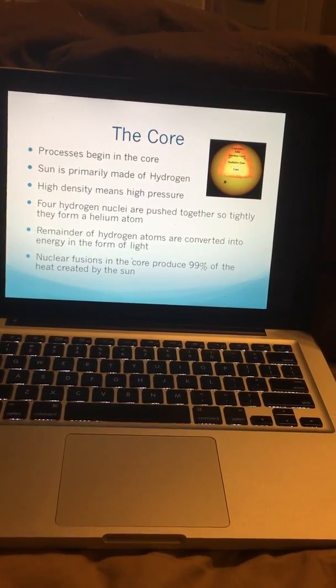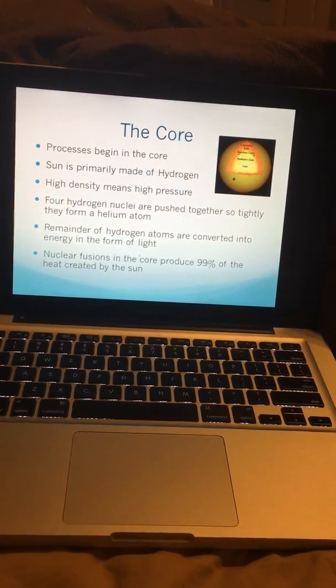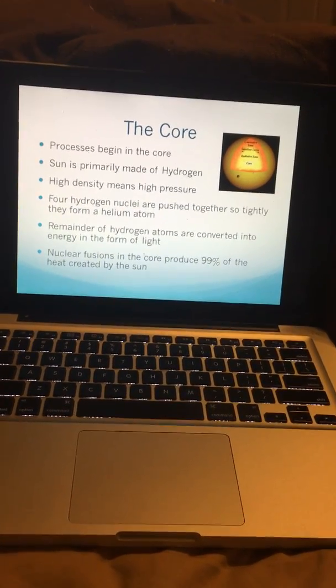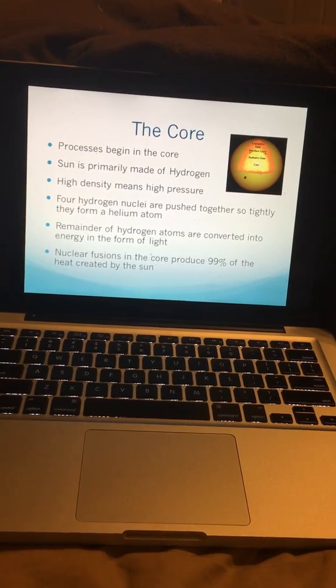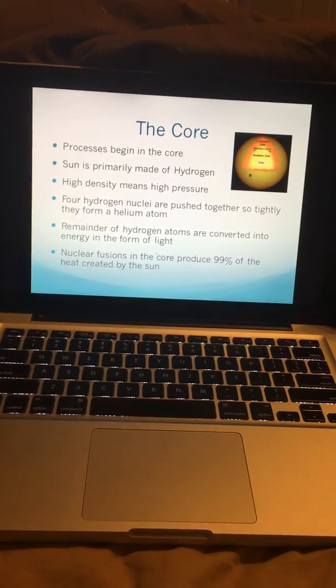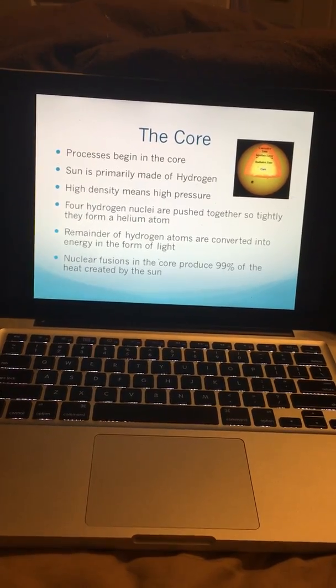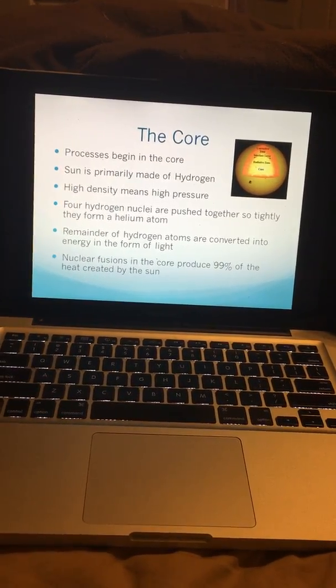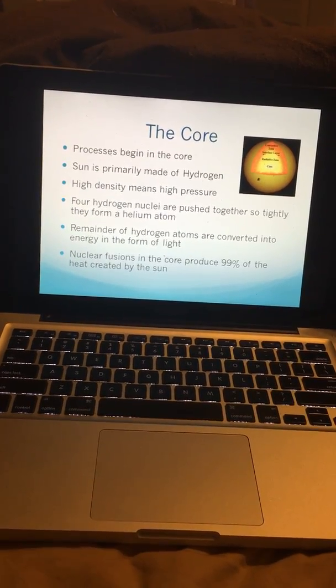There are a few important processes that occur in different layers of the sun that we will explain in depth. Each layer plays a vital part in producing light and heat and essentially keeping human life sustainable on Earth. These processes begin first in the core of the sun. Initially, the sun is primarily made up of hydrogen.